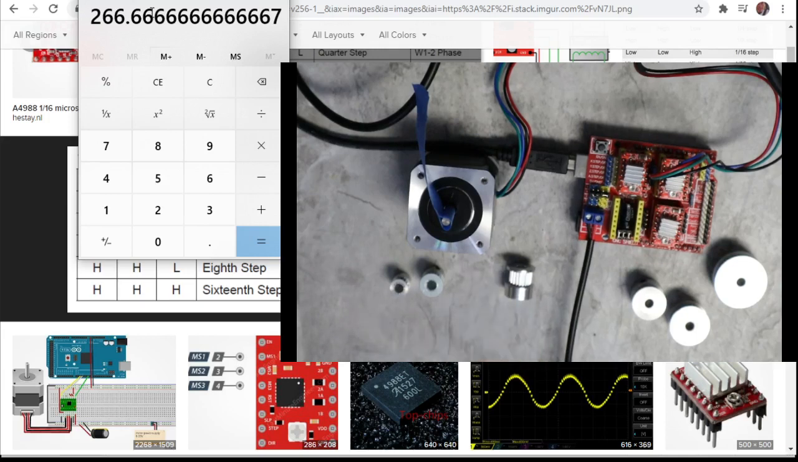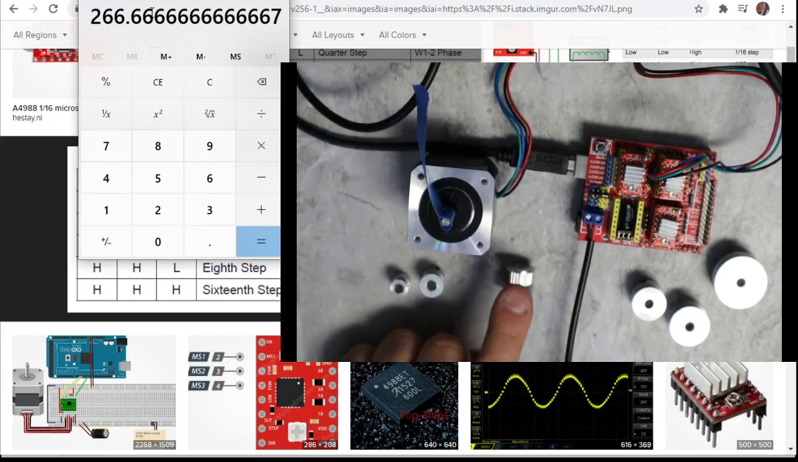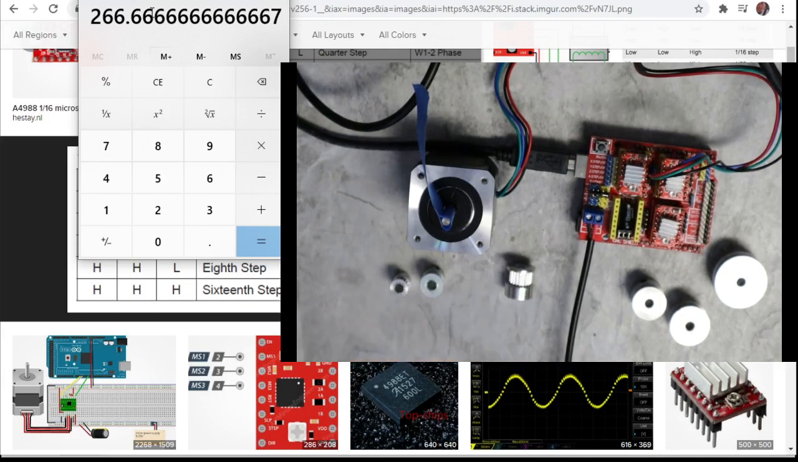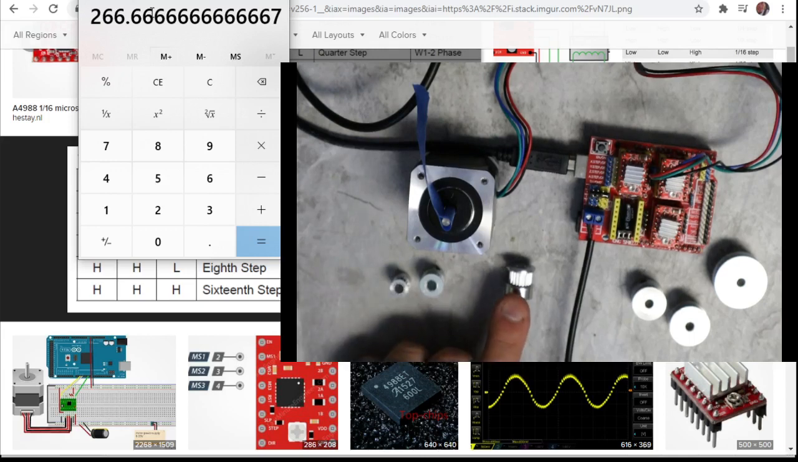A 20 tooth GT2 will move 40 millimeters. A 20 tooth GT3 will move 60 millimeters, right? Because GT3 is 3 millimeters between the teeth. Chances are, unless you're using some higher end printer, you're not seeing the GT3 stuff. You're just doing GT2 pulleys and sprockets. So 20 teeth with GT2 means 40 millimeters per move, because 20 teeth times 2 millimeters is 40.